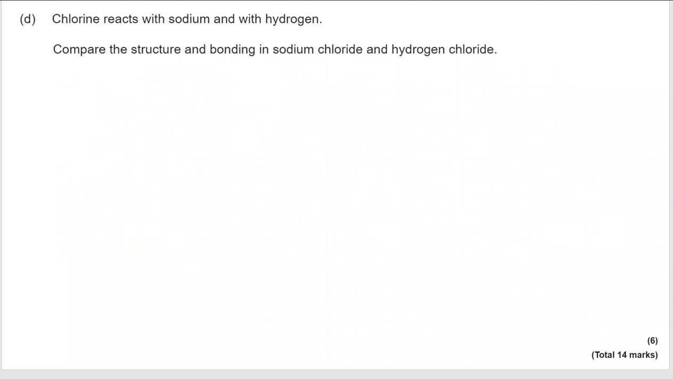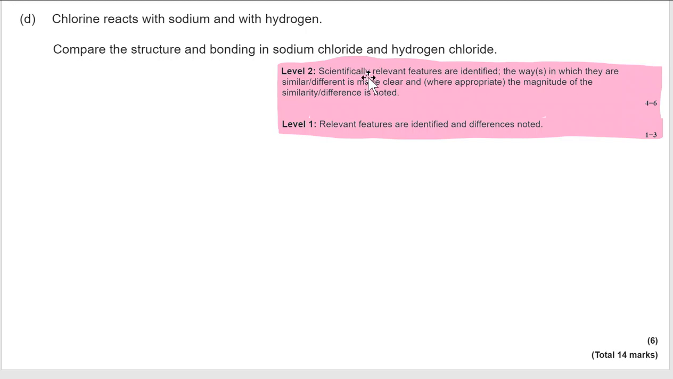Finally, for part D, chlorine reacts with sodium and with hydrogen. Compare the structure and bonding in sodium chloride and hydrogen chloride. So it's a 6 marker. We are bound by the leveled scoring. This time it's level 1 and level 2, and that means you're either getting 1 to 3 marks or 4 to 6. The key information, there's a lot here that we're looking for, but before I put them up, I'm going to recommend think about the bonding type and work from there.